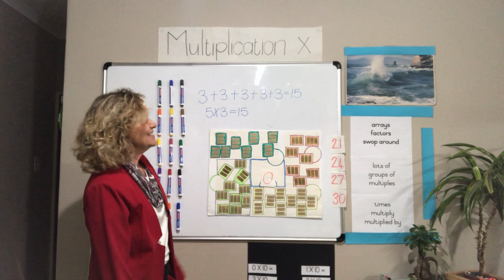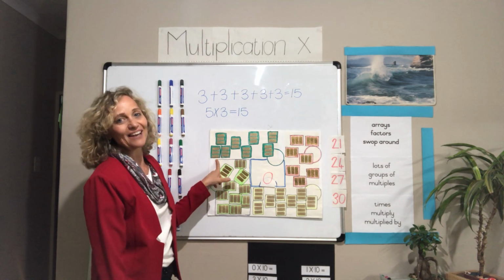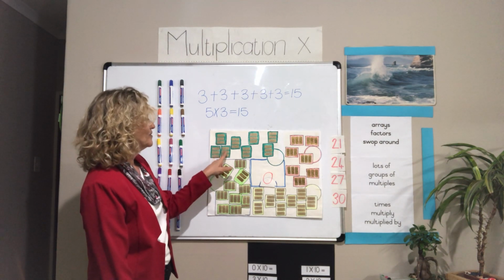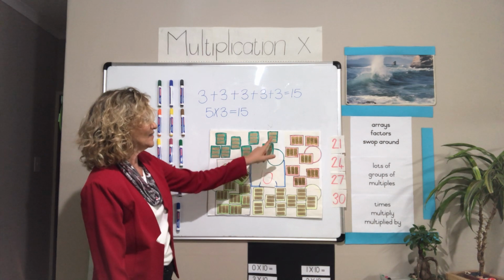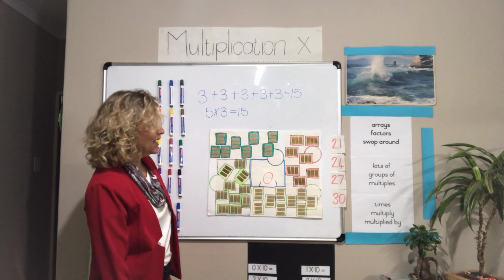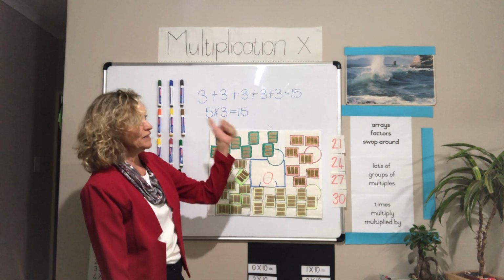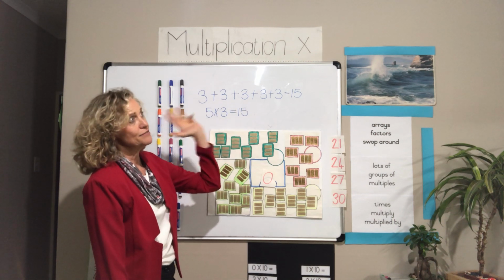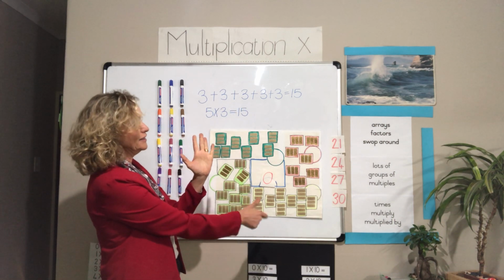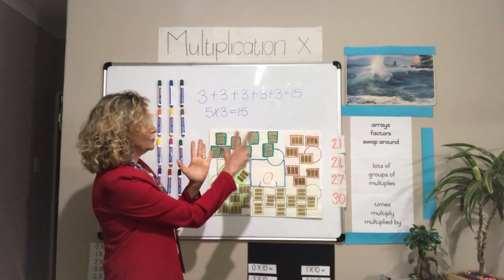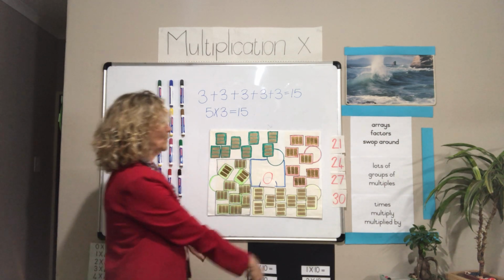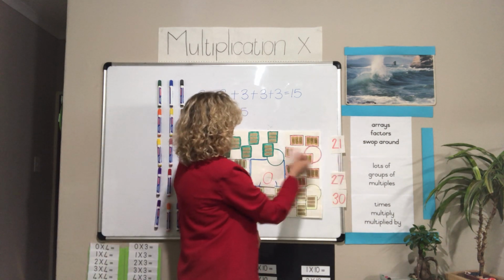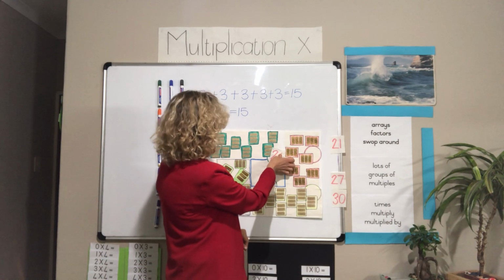Okay. So let's see how many lots of threes we have here. 1, 2, 3, 4, 5, 6, 7, 8. And 8 lots of threes. 3, 6, 9, 12, 15, 18, 21, 24. I went all the way up to 24 for 8 lots of threes.